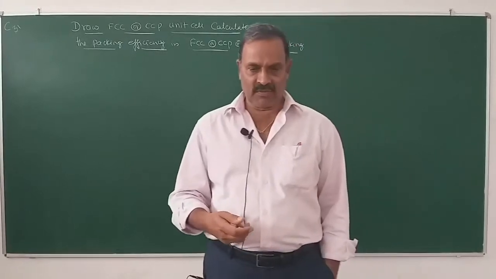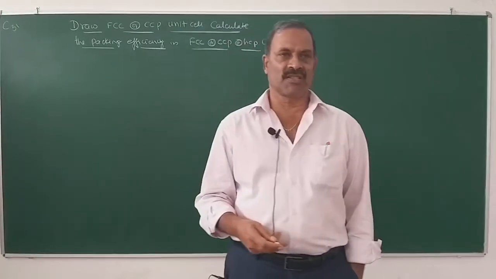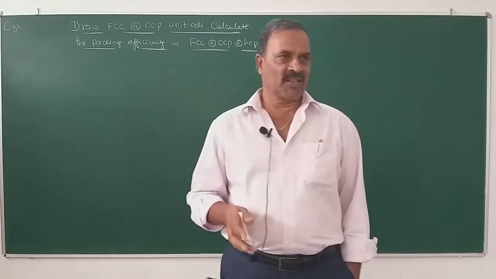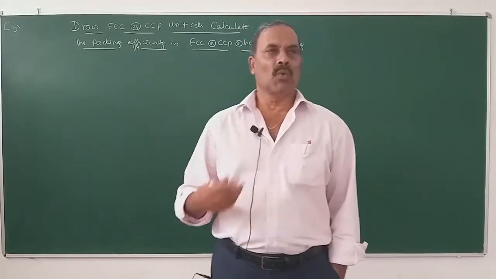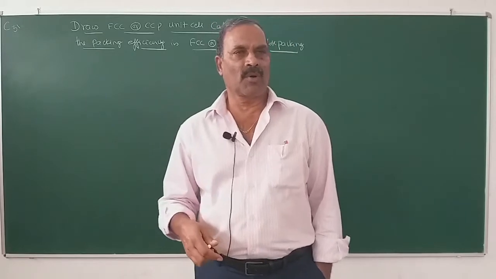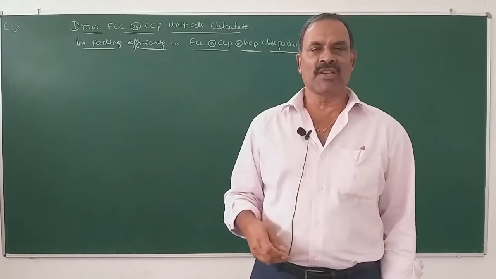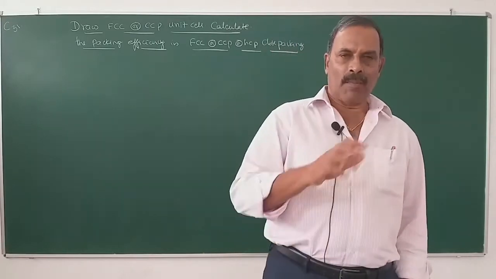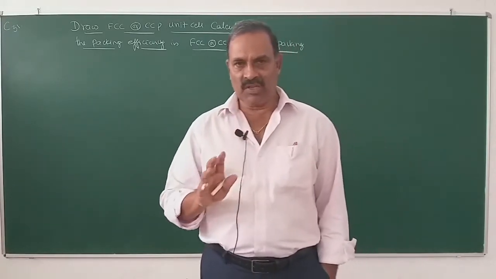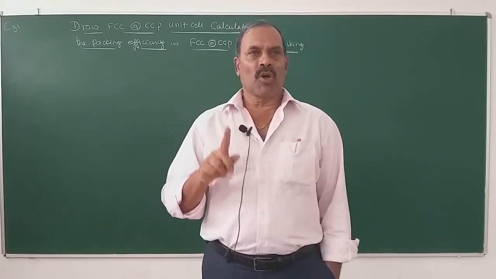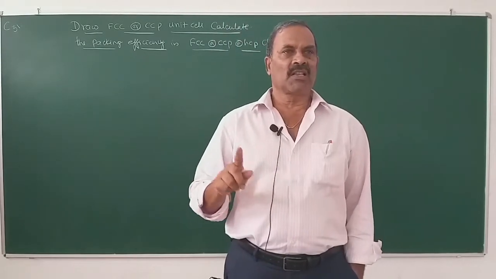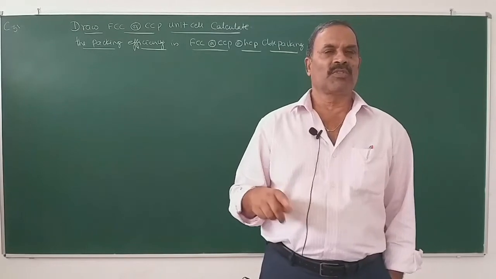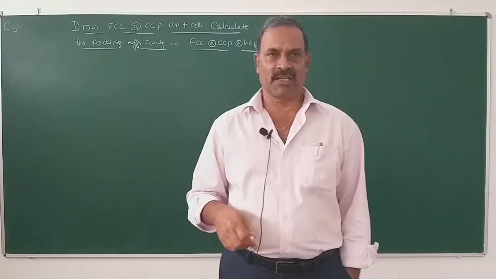In the last class, we were studying packing efficiency. So, what is packing efficiency? The percentage of the total volume occupied by the particles in a unit cell is known as packing efficiency. Packing efficiency is given by the formula: volume occupied by the particles in the unit cell divided by the total volume of the unit cell, into 100.